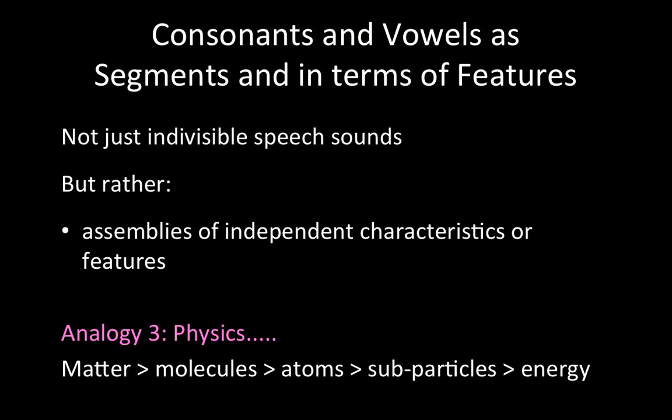What about consonants and vowels? These are not just indivisible speech sounds as they once were thought to be, but rather assemblies of independent characteristics or features. We could take a third analogy from physics. We see matter, it looks solid, the table looks like it's solid, but people tell us it's made up of molecules, which are made up of atoms, which are made up of subparticles, which really in the end are just energy. So everything is made of other things and are glommed together in some way to make what we see as a reality, as an object in space.